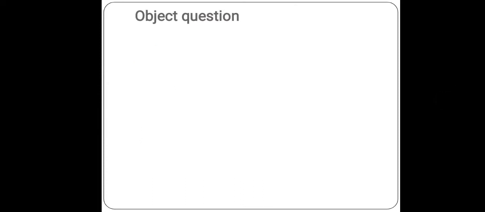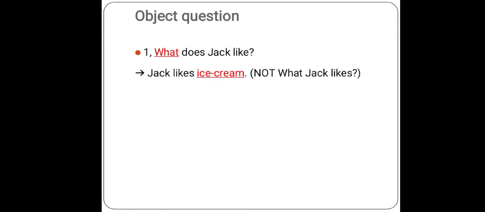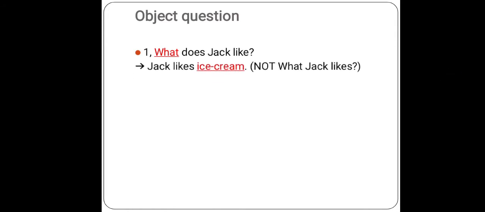Okay, let's move to the object question. How do we ask object questions? What does Jack like? What does he like? Jack likes ice cream. So it's not like the subject question. We don't say what Jack likes. We don't put the verb directly after the subject. No, we should have an auxiliary. What does, then the subject? What does Jack like? So Jack likes ice cream.